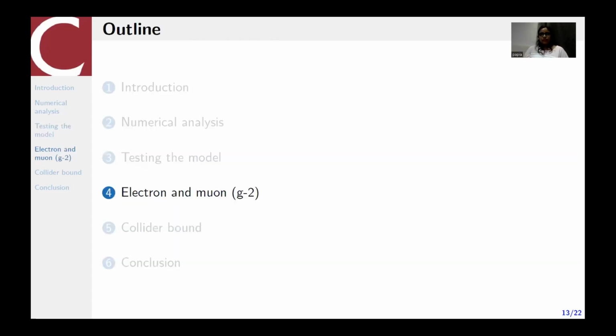Now, next slide. So first of all, I made a model and I was doing the phenomenology as well as the numerical calculation for that model. Then I tested that with the help of DUNE, T2HK and T2HKK. Then I will search for something which can also be successfully explained by the model. That is nothing but the electron and muon g minus 2.